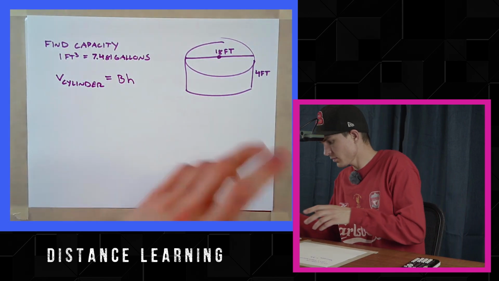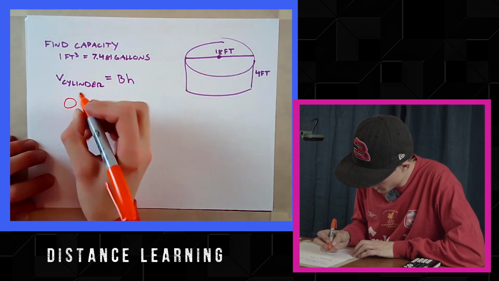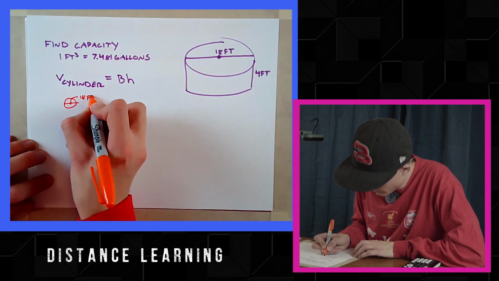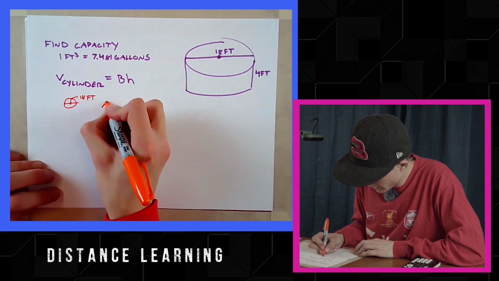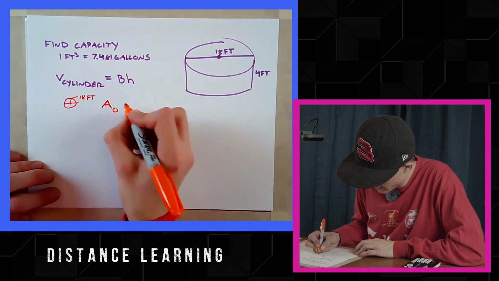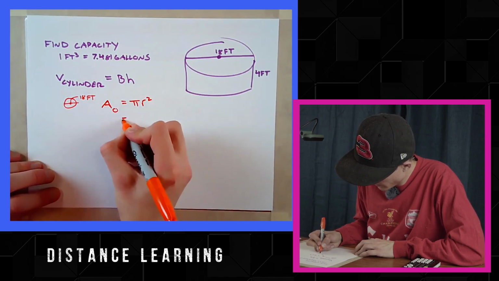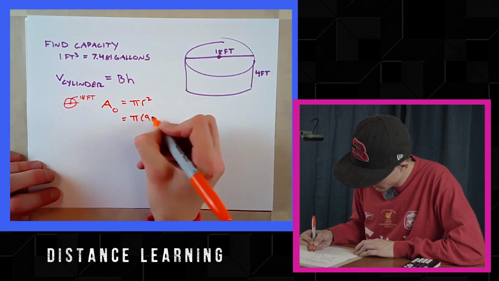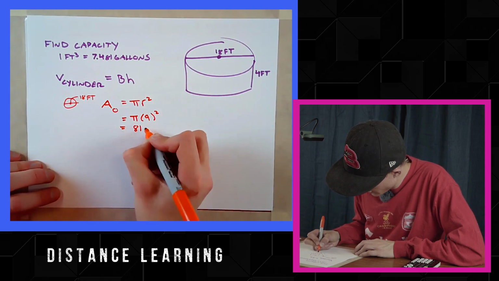However, what is your base? Your base is a circle. You're stacking up circles with a diameter of 18 feet, right? So, what's your area of your circular base? The area of a circle is pi r squared. Your radius, however, is 9 feet. It is not 18 feet. 9 squared. And so that gives us 81 pi.